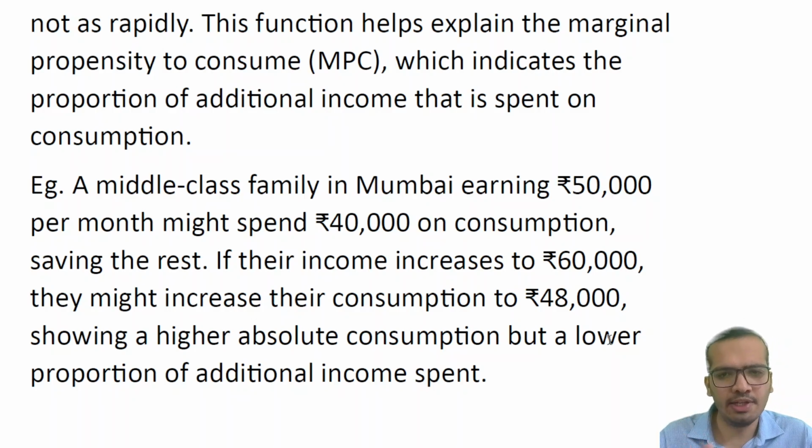A middle class family in Mumbai earning rupees 50,000 per month might spend rupees 40,000 on consumption and save the rest. So if their income increases to 60,000, they might increase their consumption to 48,000, showing a higher absolute consumption but a lower proportion of additional income spent. So for a 10,000 increase, they might spend 8,000 only.